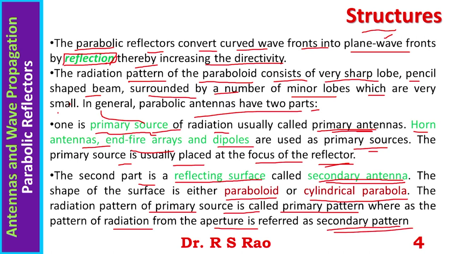secondary pattern. Notice the very sharp lobe, a pencil-shaped beam, and a small number of minor lobes whose amplitudes are small. These are all properties of the secondary pattern. The primary source gives a pattern. That pattern is modified by the secondary antenna, ultimately giving a pattern which exhibits highly desirable properties.